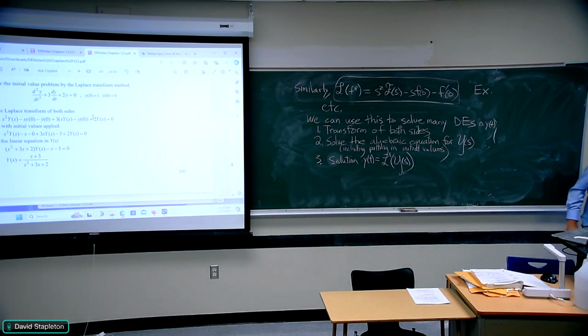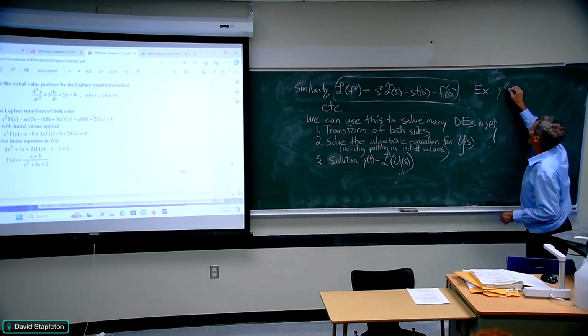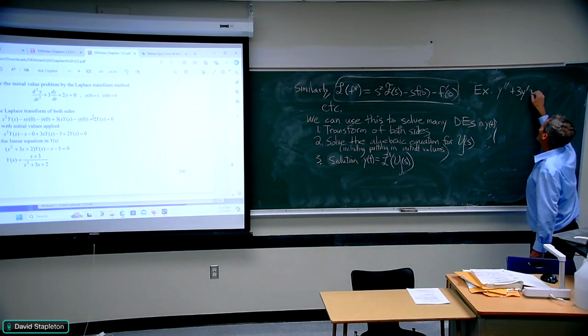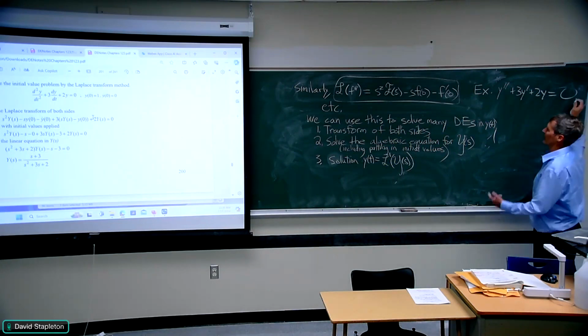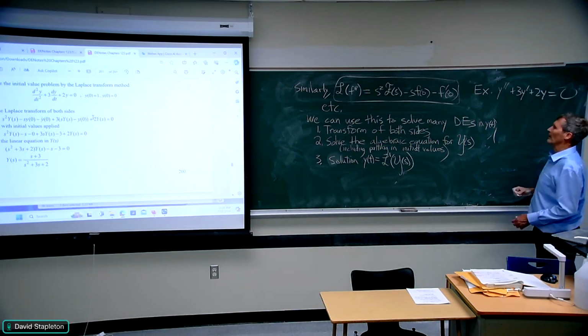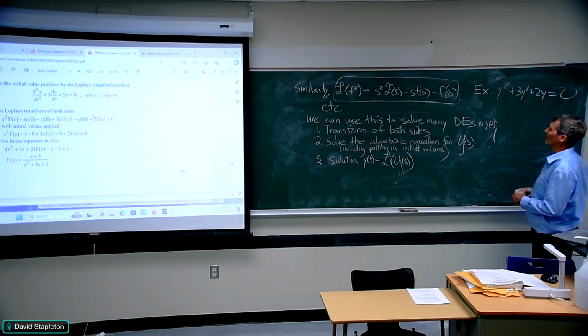We already know how to solve this one, right? y double prime plus 3y prime plus 2y equals 0. We did this one before, in fact. We can solve this using constant coefficients, which is probably easier than this actually. But let's just show that you can solve quite a lot of these linear differential equations we've already done using Laplace transforms if you prefer, right?